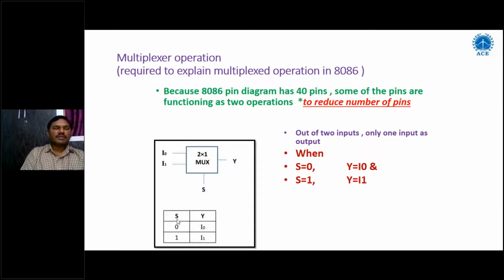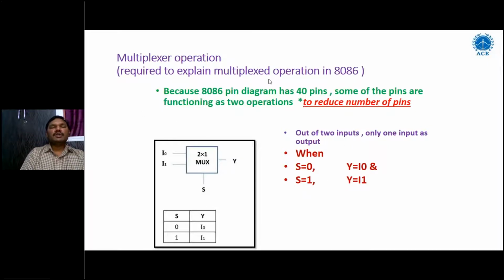If the selection line is 1 bit, it may be 0 or 1, because it is a 1-bit operation. So if S equal to 0, Y equal to I0. If S equal to 1, Y equal to I1. Out of two inputs, only one input reaches the output. This concept we already know.